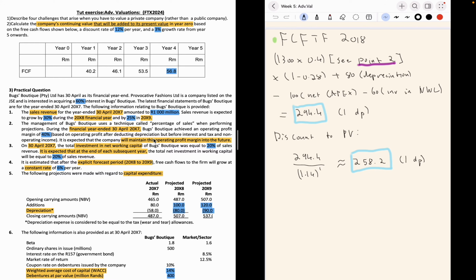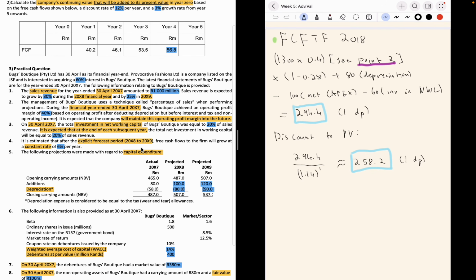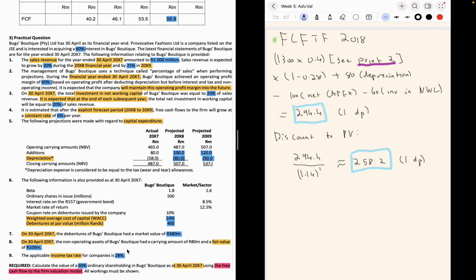So that tells us when we want to know what our gross profit is, we just take our sales revenue for that year and we multiply it by 40%. So our gross profit in 2018 is 1,300 times 0.4. Then we subtract tax, so we multiply by 1 minus 0.28. They tell us that the tax rate is 28%. Sorry, where do they tell us that? Over here, 0.9. The applicable income tax rate for companies is 28%.